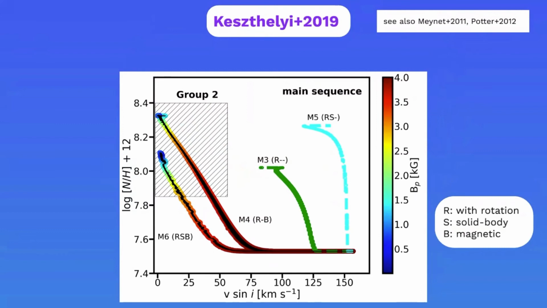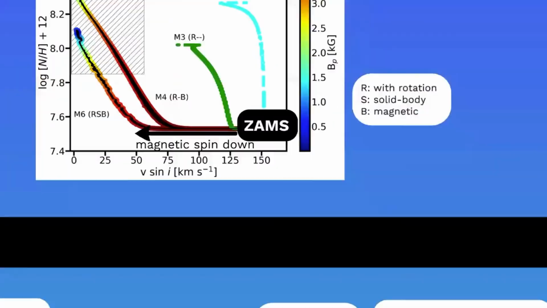The Hunter diagram here shows surface nitrogen enrichment against the projected rotational velocity. The model evolution begins at the lower right corner. As we see, magnetic stars rapidly spin down. Nevertheless, these models produce a significant enrichment, making them compatible with group 2 stars, which cannot be explained with standard evolutionary models. Of course, the enrichment depends on which mixing prescription and efficiencies are used.